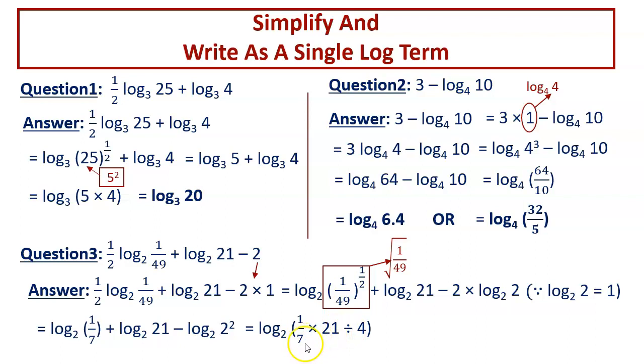So we will be doing this multiplication. 7 times 1 is 7 and 7 times 3 is 21. And this 3 is now getting divided by 4. So it is log of 3 over 4 to the base 2. So this is the single log term which represents this entire expression containing 3 terms. So this is how we simplify logarithmic expressions.